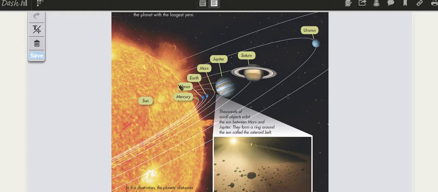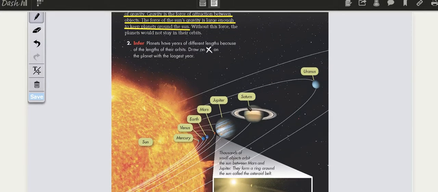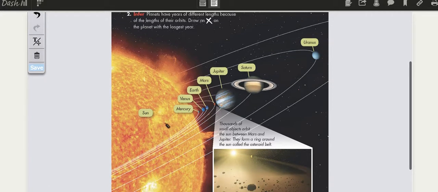And we can see that the orbits are elliptical, or they have an oval shape. So they are not a circle, they have an oval shape. Objects in the solar system stay in their orbits, so each planet stays in its own pathway, in its own orbit, because of the gravity of the Sun.